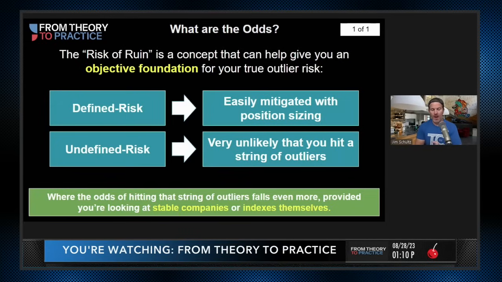I think there are two ways that you can effectively apply a risk of ruin calculation. You're going to be looking at either defined risk or undefined risk. And of course, these are going to be very, very different approaches, because those two strategy buckets are very different in their own rights.